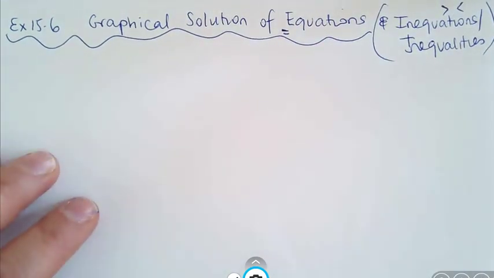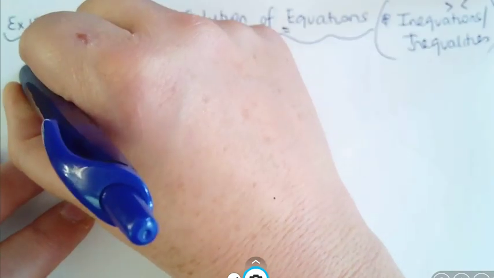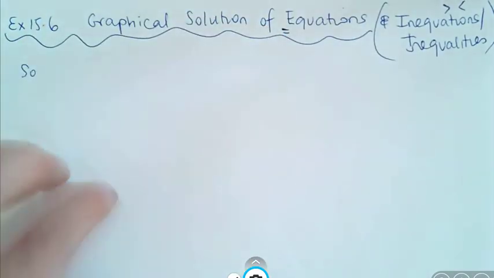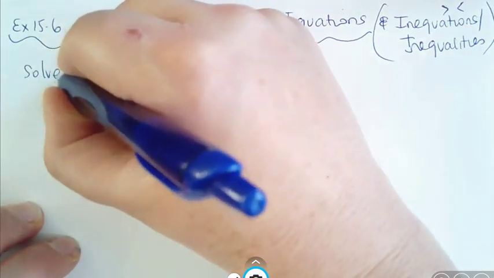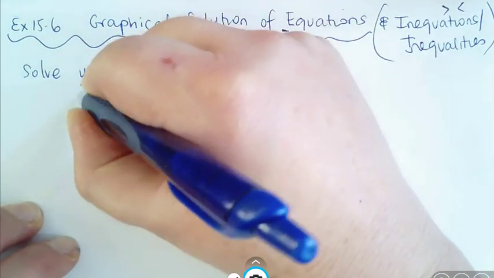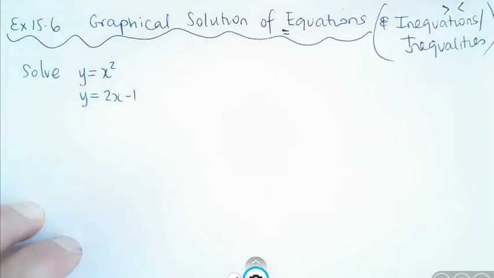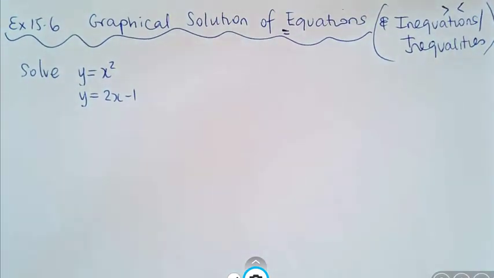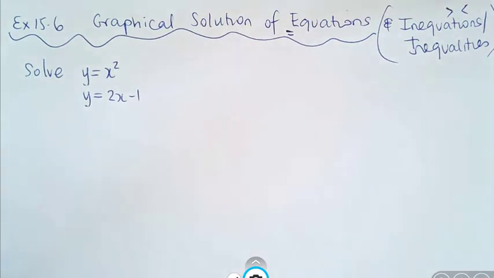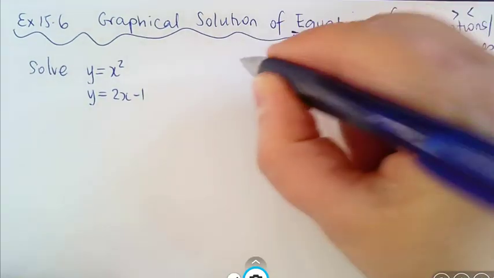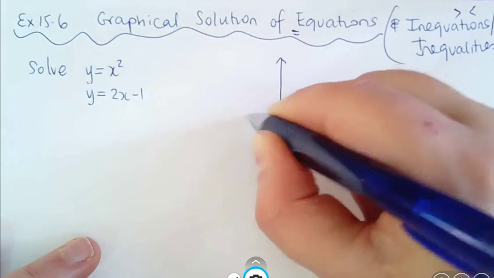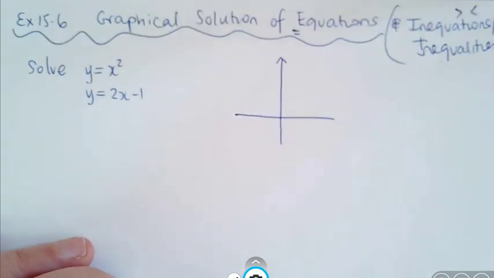Okay, so if I might say to you, solve these: y equals x squared, y equals 2x minus 1. So solve these equations. Now, you might think, all right, y equals this, y equals that, why don't I just put them equal to each other? So I'm going to show you a few different ways of doing this. Now, this is the graphical solution, not the algebraic solution. So the graphical solution would be to draw them both. That's the graphical solution, right?